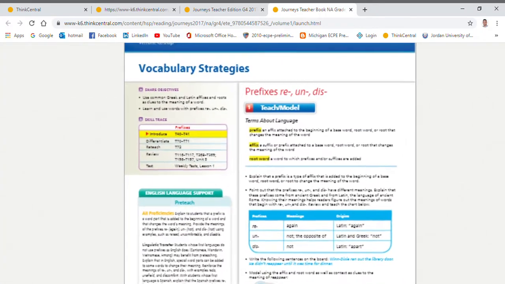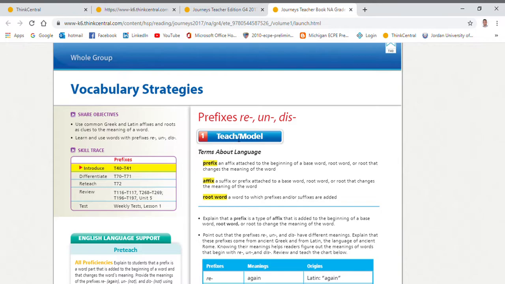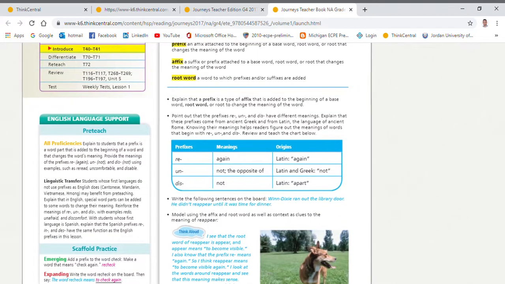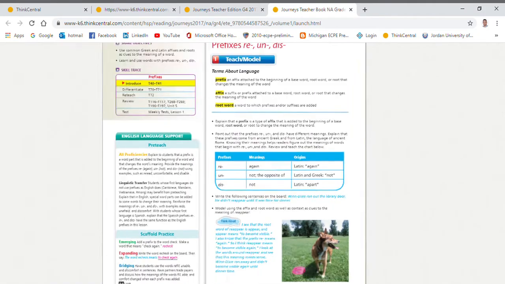Okay, guys. So in the vocabulary strategy, we're going to talk about these prefixes: re, un, and dis. We need to know the meaning of them. Re means again, un means not or the opposite of something, and dis means not. Remember the meaning of each one, because I might put it in a sentence and ask you what this word means, or what this prefix means.